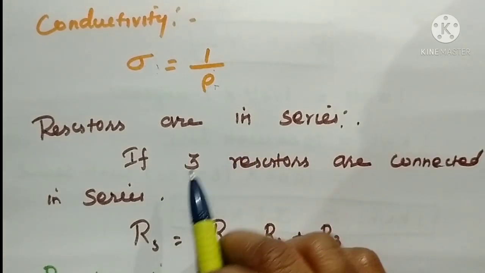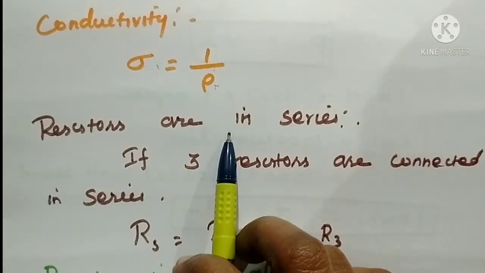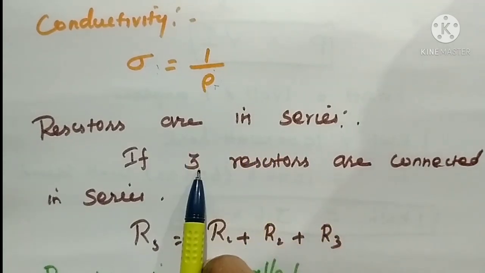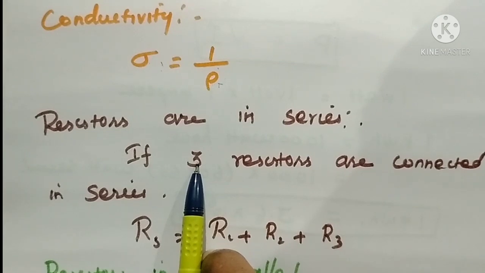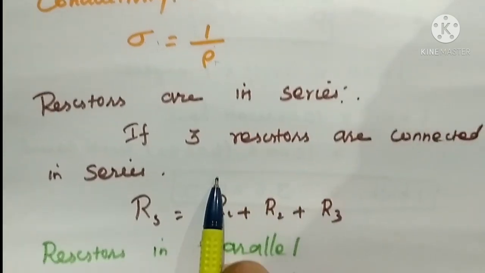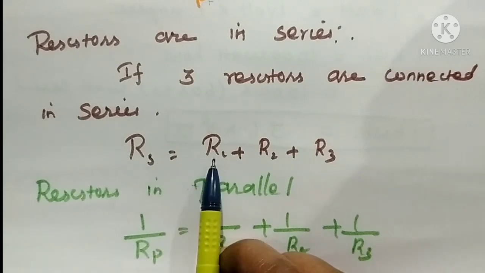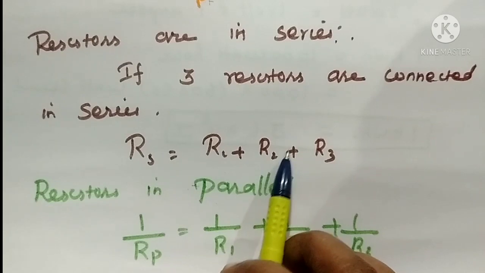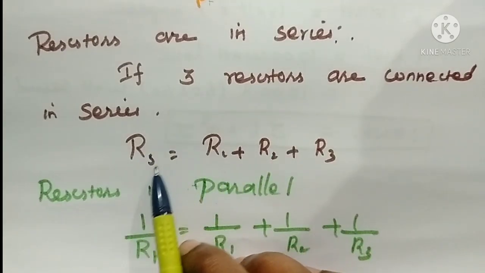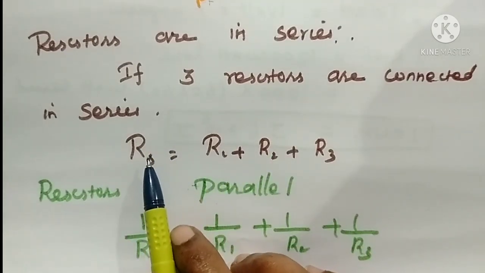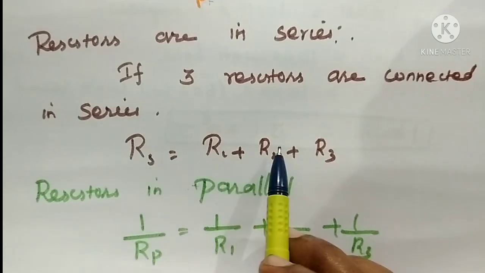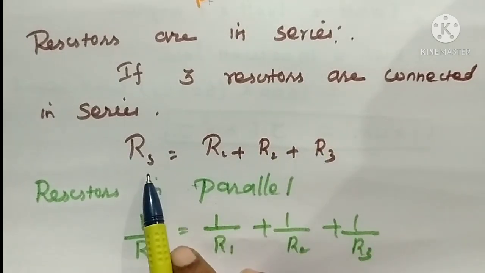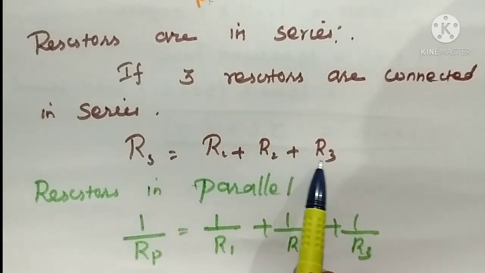Now we are going to discuss the formulas for the system of resistors. There are two methods, one is series and another one is parallel. You all know that, isn't it? Now if three resistors are connected in series, what is the formula? Rs is equal to R1 plus R2 plus R3. How will you find the effective resistance? The effective resistance Rs is equal to R1 plus R2 plus R3.